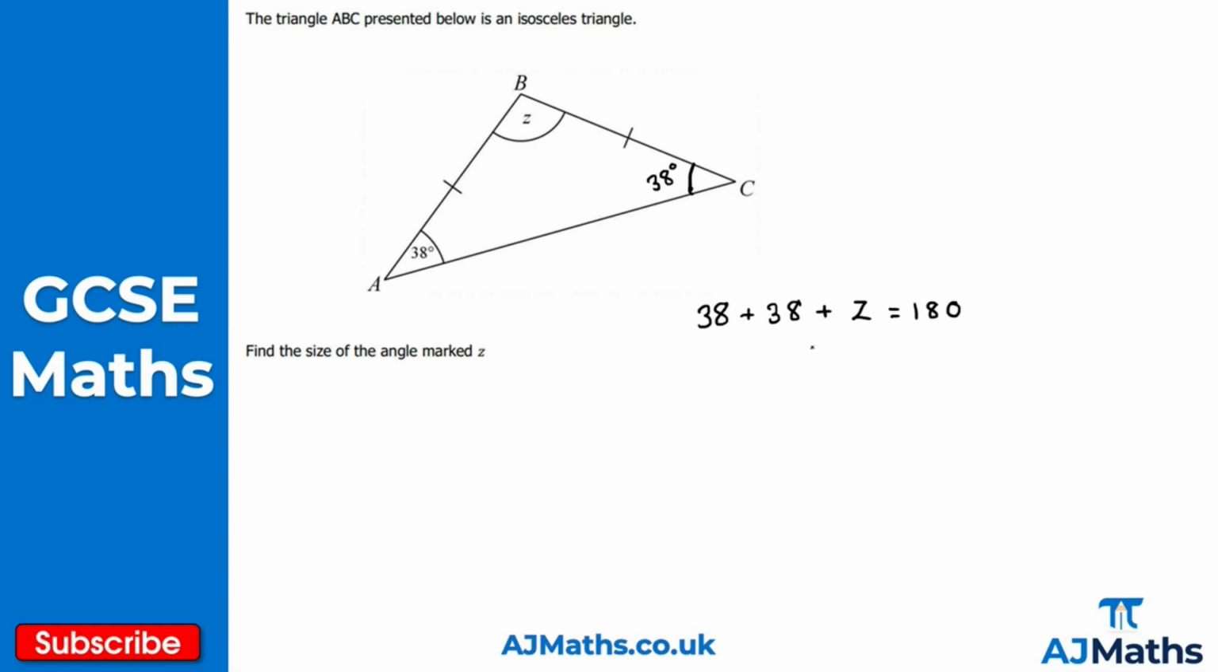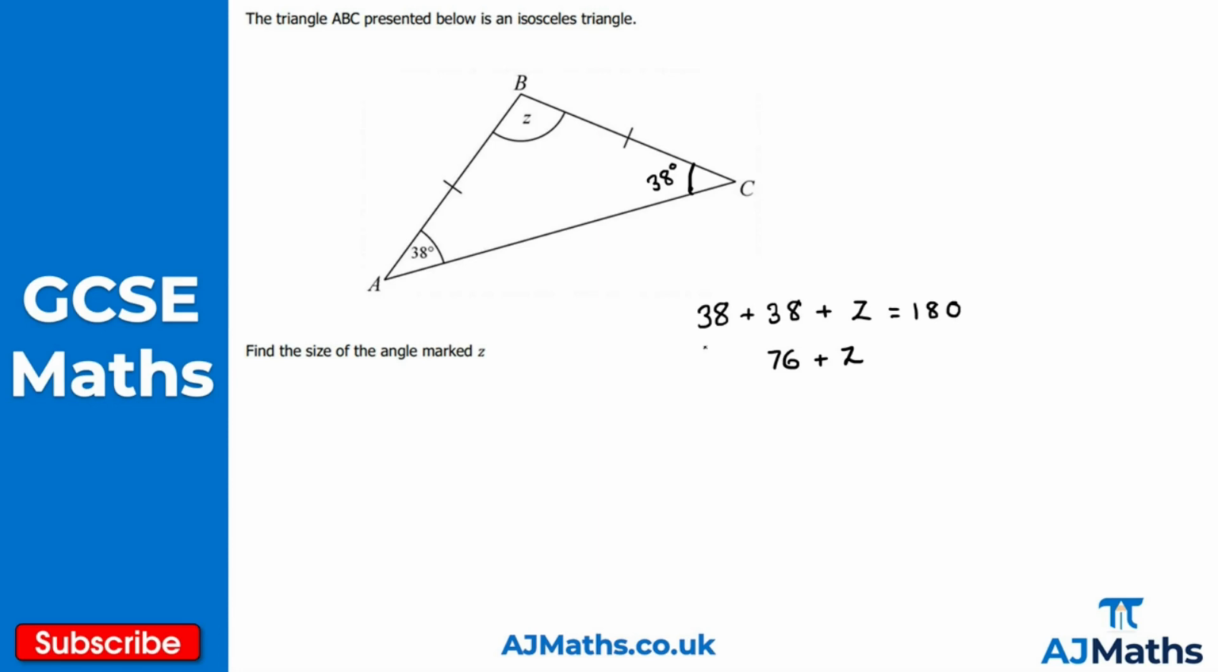So 38 plus 38, well, the way I like to think about this, just to make life easier, is think about making both of these 40. So 40 plus 40, that would be 80. And then subtract 4 off, because I've added a 2 to each of these to give me 40. So what I'm going to get then is 80 minus 4, so that's 76 plus z.